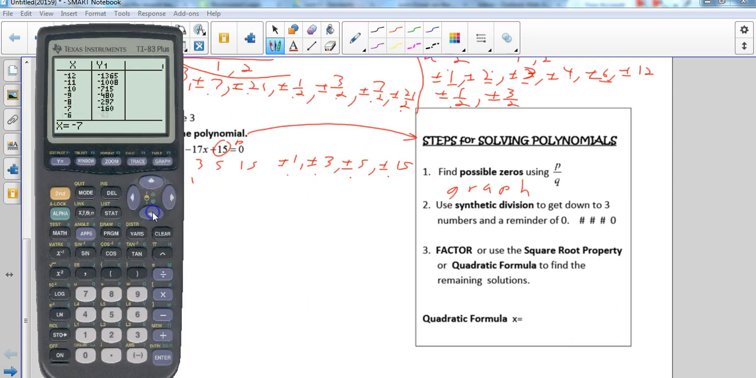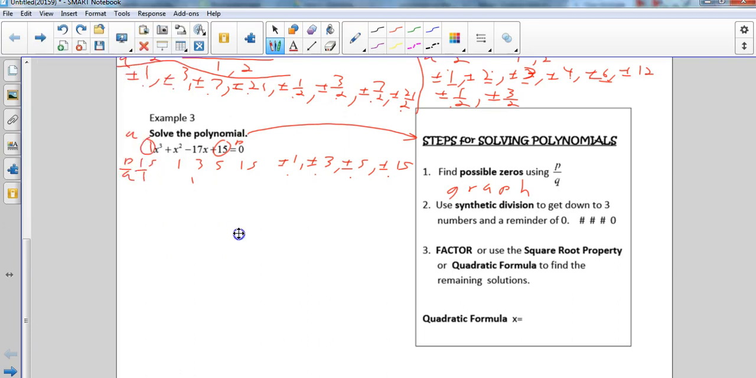So I've kind of cheated and said, oh, I know the answers. It's negative 5, 1, and 3. And although the calculator is nice and helps us here, it doesn't mean that's all the possible answers. That just means those 3 are definitely roots or solutions.